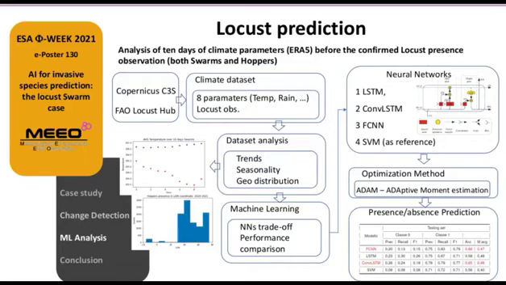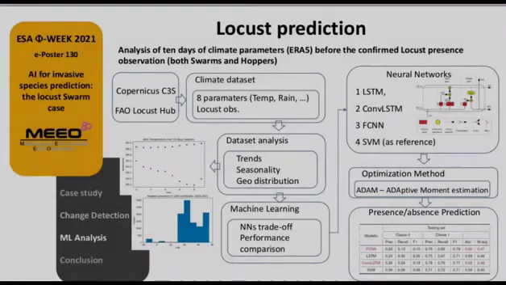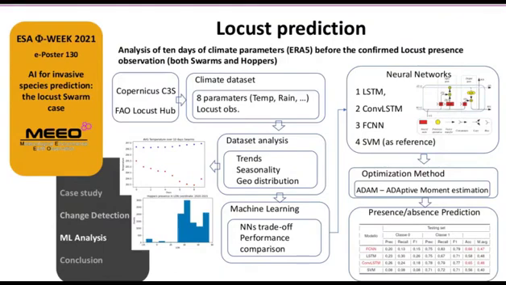As for the previous analysis, also in this case the process starts with the data collection. Eight climate parameters from the Copernicus ERA5 data collection concerning temperature, soil moisture, wind and rain have been selected to be correlated to the locust presence occurrences. The climate data have been analyzed against the locust presence data collected from the FAO Locust Hub.